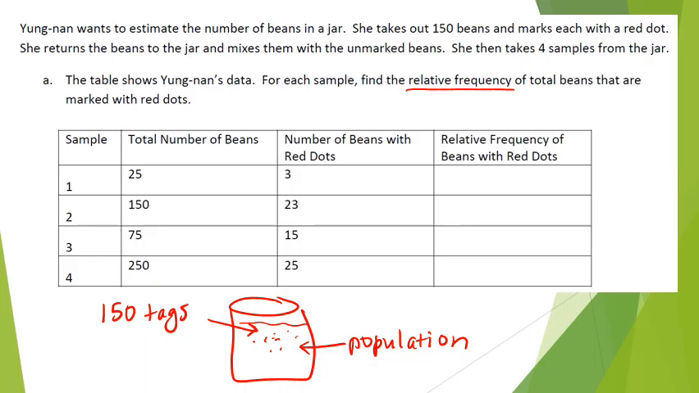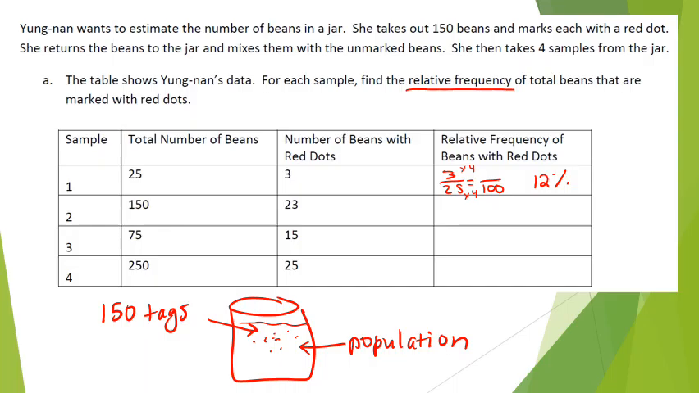So for sample 1, there were 25 beans and 3 had dots. So what was the relative frequency of beans with red dots? 3 out of 25 equals what out of 100? While looking at the scale factor, I can see I can multiply by 4. 25 times 4 makes 100. 3 times 4 would make 12. So this is 12% of the beans had red dots.